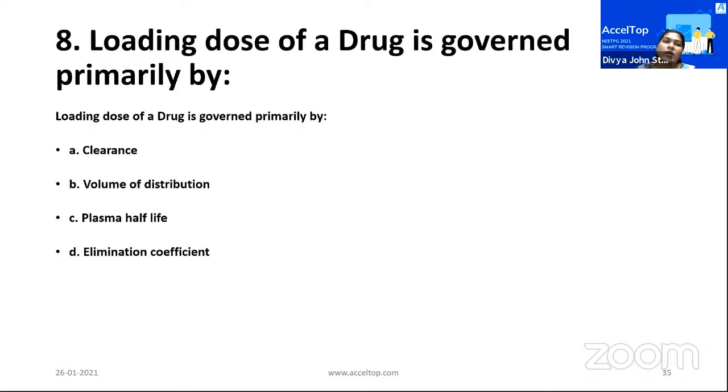So the next question is loading dose. Loading dose of a drug is governed primarily by. This is one of the key areas that are repeatedly asked. So is it dependent on the clearance, volume of distribution, plasma half-life, or elimination coefficient?